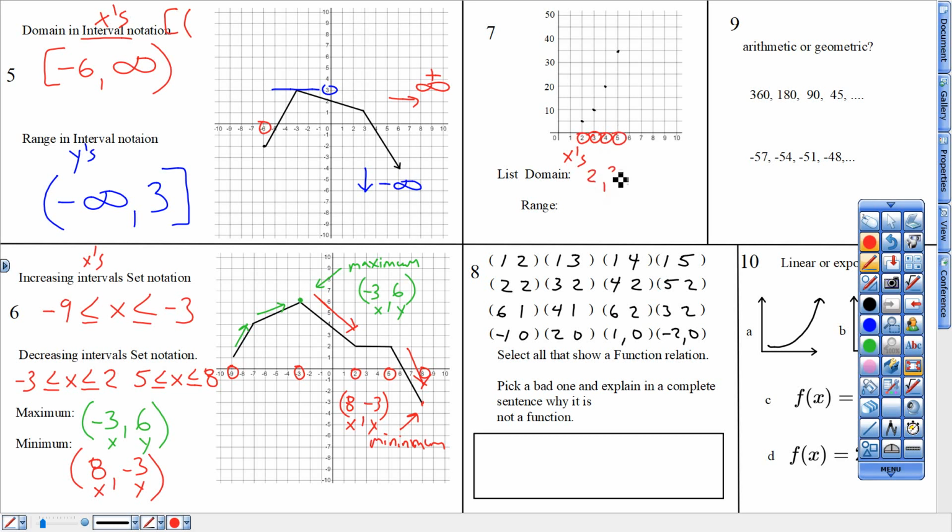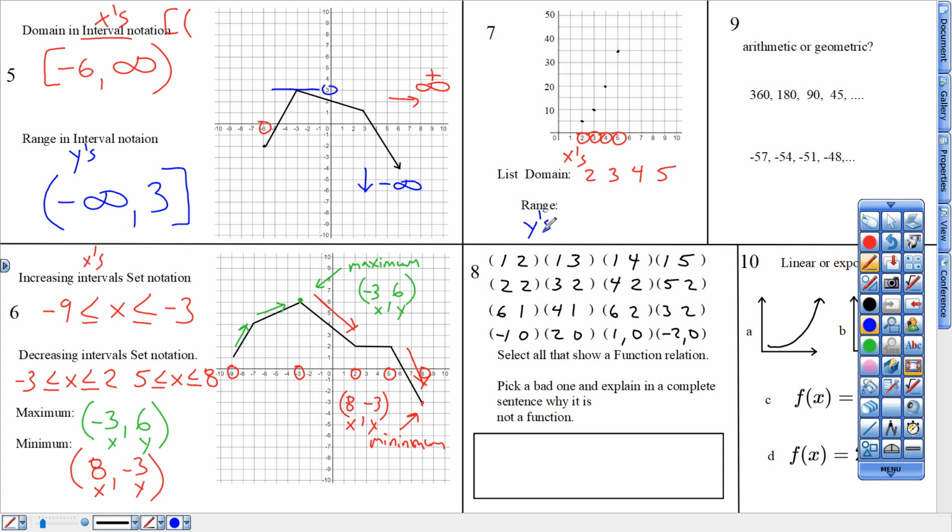Those are my domain for those 4 coordinates that I see up here. Those are the 4 x numbers. That's domain. So 2, 3, 4, 5. If I do range, range are the y numbers for those.